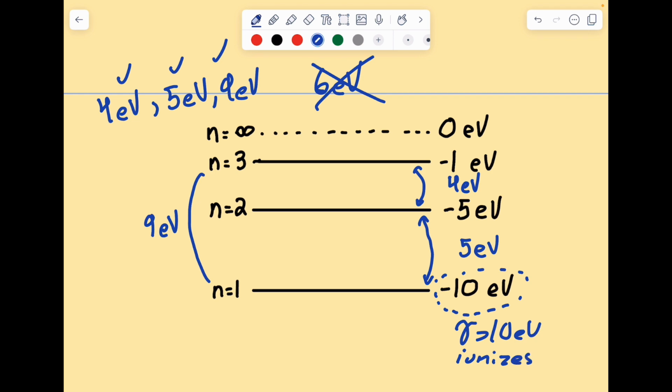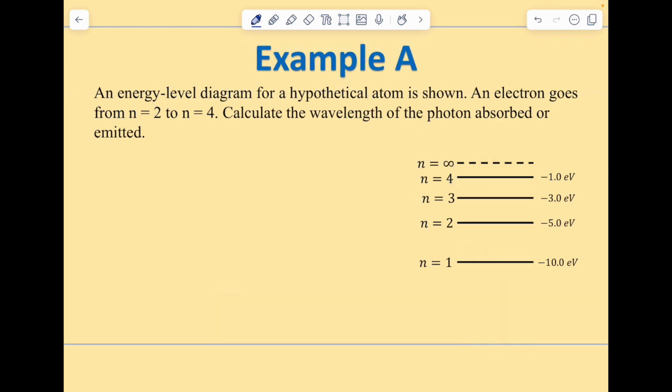This is an example question that gives energy levels for a hypothetical atom. It says in this atom, an electron goes from n equals 2 to n equals 4, and it asks to calculate the wavelength of the photon either absorbed or emitted in the process. So when it goes from 2 to 4, the electron is gaining energy. So in order to do that, it has to absorb that energy in the form of a photon.